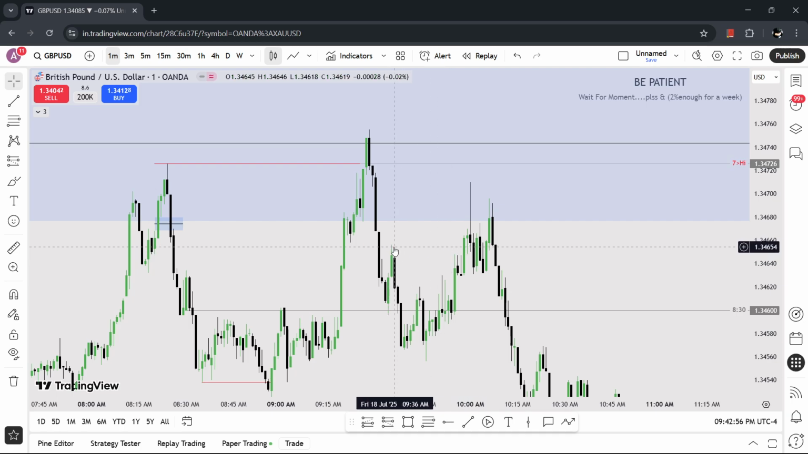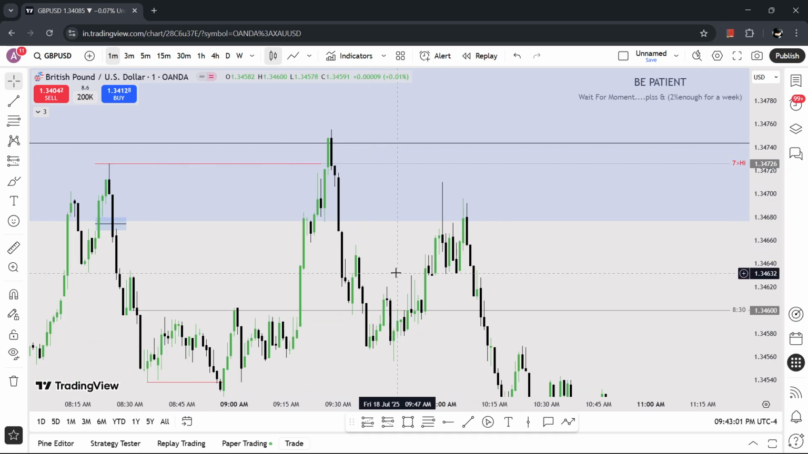Any idiots who would have shorted from here would have put their stops here. Stops out. When this 1 minute parallel here, or this 2 minute outflow, this was a perfect one.